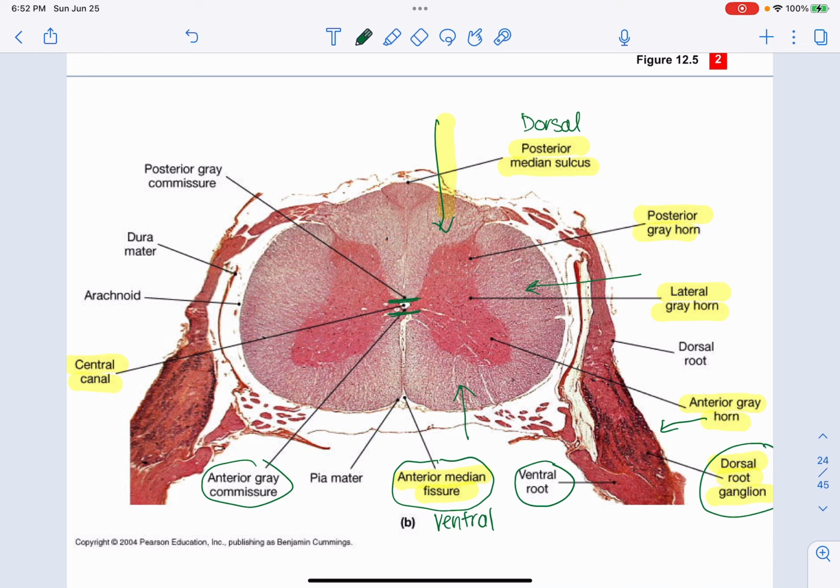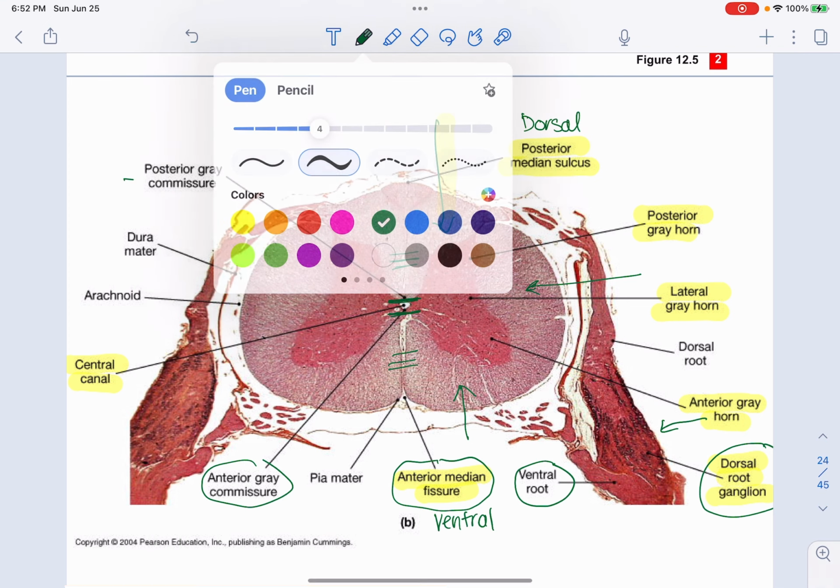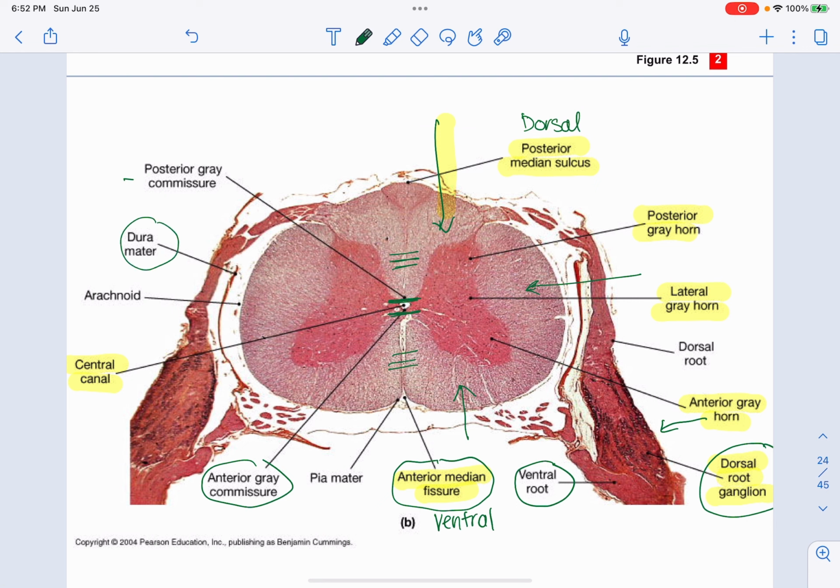This would be the posterior gray commissure. There's also going to be white commissure here and here, anterior and posterior, and you can begin to make out the meninges as well that surround the spinal cord. We talked about the dura mater, the arachnoid mater, and of course the pia mater is closest to the spinal cord. So that is what you should look for and be able to identify when you're in lab, the histology of the spinal cord.